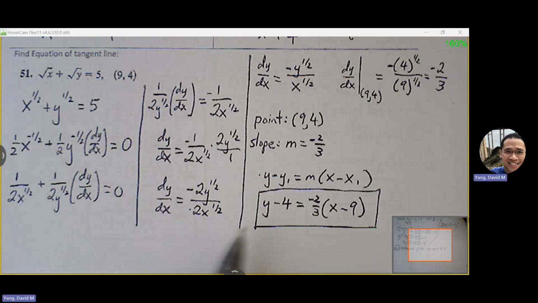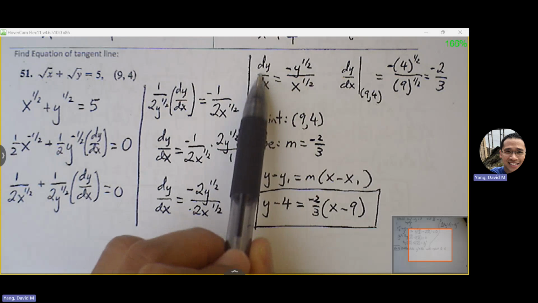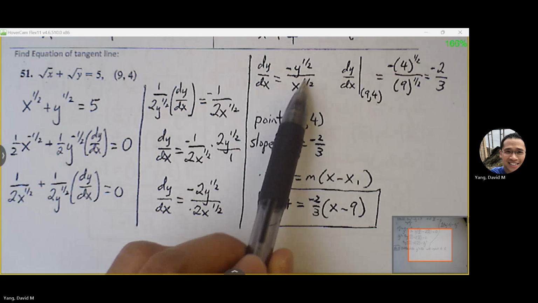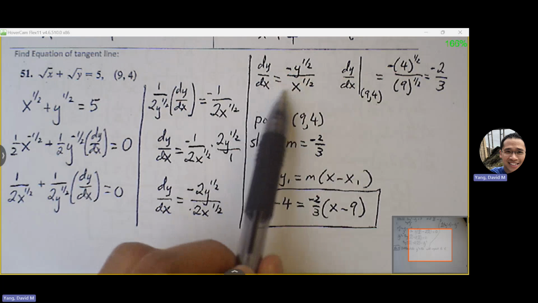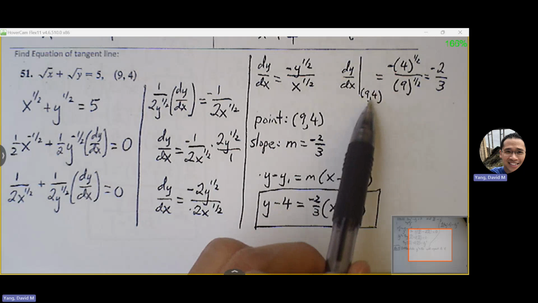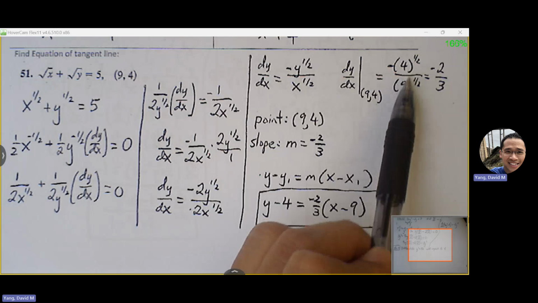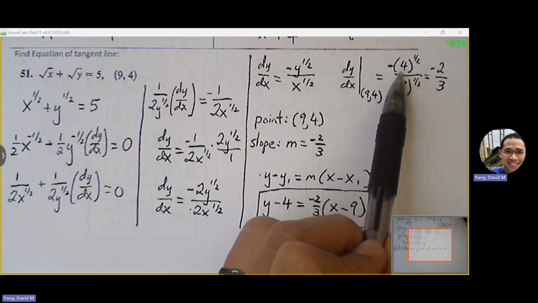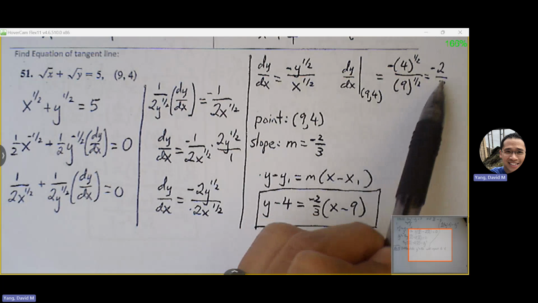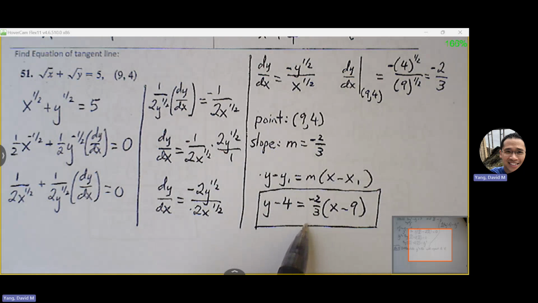So I decided to clean up a little bit to make it easier for me to plug in. I made my dy/dx negative square root of y over square root of x. And now I want to indicate that I'm ready to plug in my ordered pair (9, 4). So I write dy/dx with a vertical line (9, 4) to indicate I'm going to be plugging that (9, 4) into my derivative to get my slope. Negative 4 to the 1/2 over 9 to the 1/2. That's really square root, right? Square root of 4 is 2. Square root of 9 is 3. Here's my slope. There's my point. There's my slope. Point-slope form.